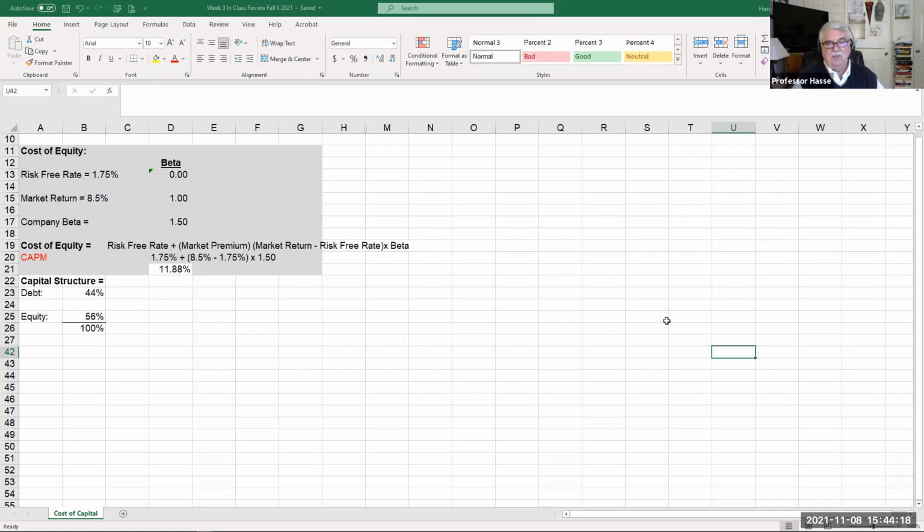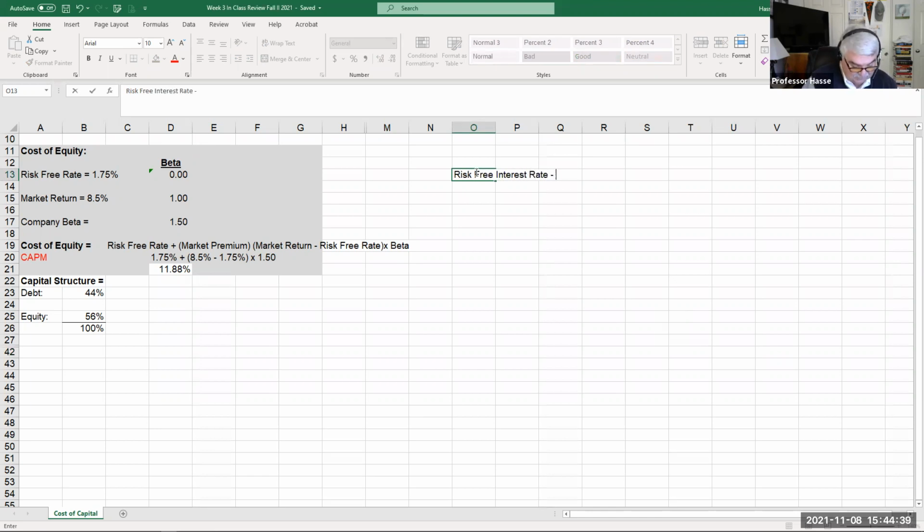The capital asset pricing model is a way of determining the expected rate of return on a company's stock in relationship to the risk in the market. What are the risks in the market? Risk number one, the risk-free interest rate.